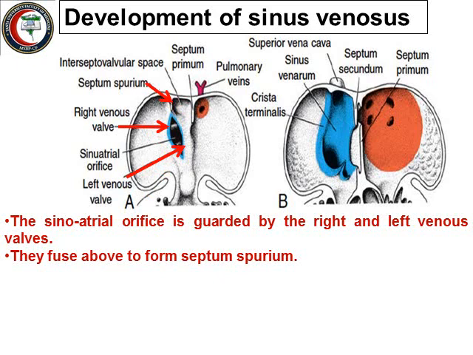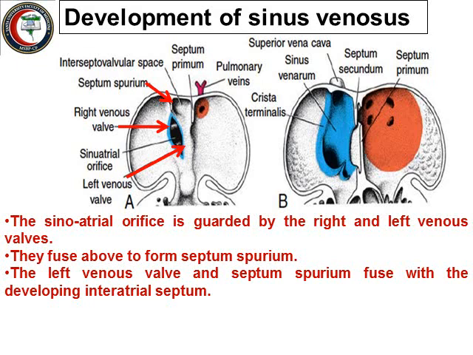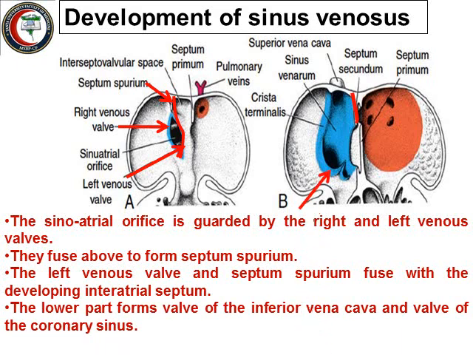Now, what is the end or fate of these valves? Number one, the left venous valve and septum spurium fuse with the developing interatrial septum. And now, what about the right venous valve? Its lower part forms two valves, the valve of the inferior vena cava and the valve of the coronary sinus. This is the fate of the right venous valve.